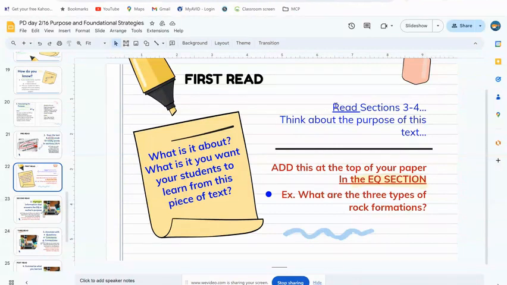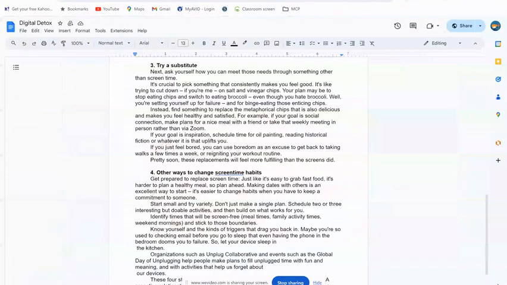So you are going to read sections 3 to 4. And as you're reading, you're going to think about, okay, what was the purpose? Why did my teacher give me this text? So we're in digital detox. You're reading sections 3 and 4, and you're going to come up with the purpose of the text. So pause the video so you can read sections 3 and 4.